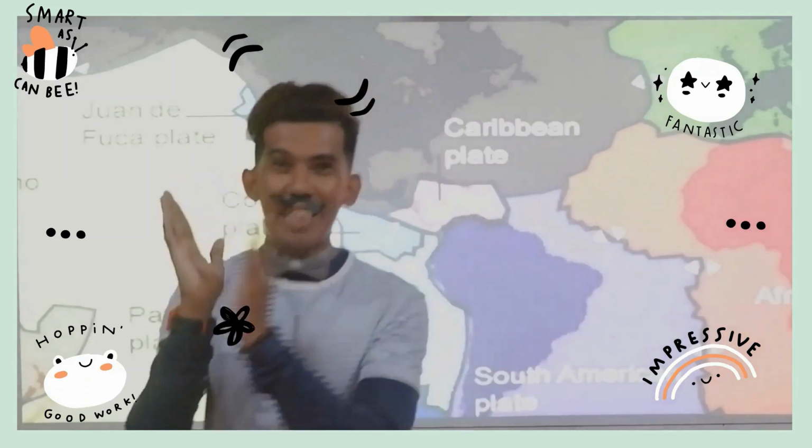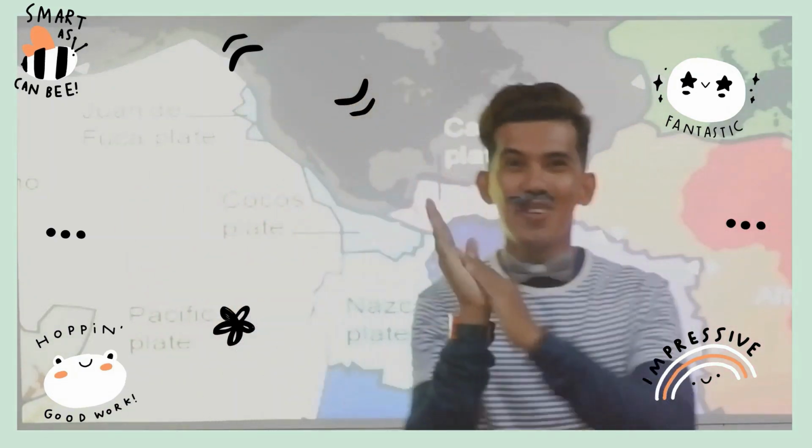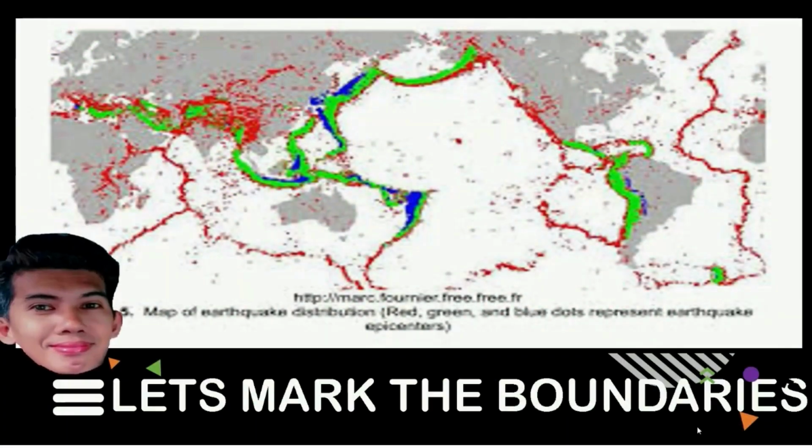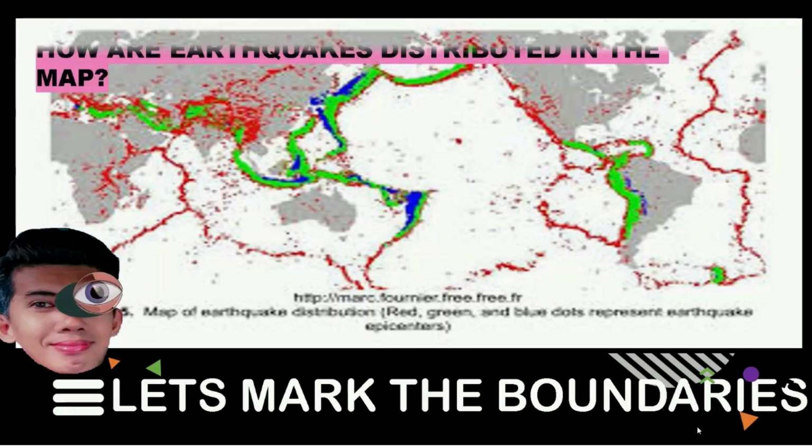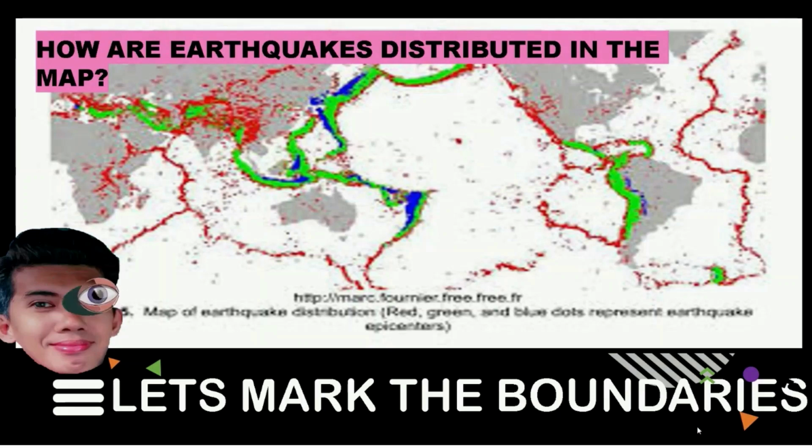Very good, very good. Bravo, bravo. In this map, same as the two previous maps shown, you will see the distribution of earthquakes marked by the red, green, and blue dots. Now, how are earthquakes distributed in the map?